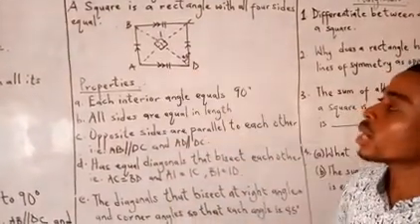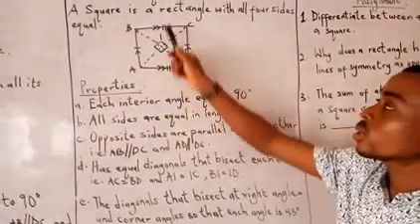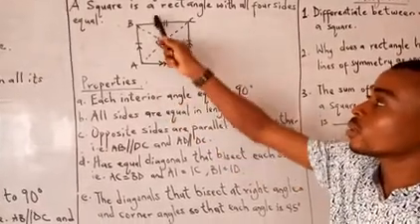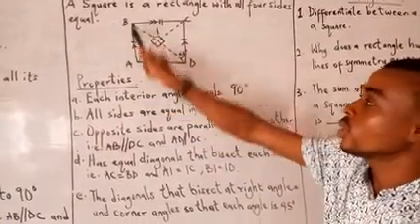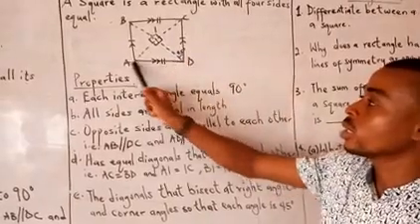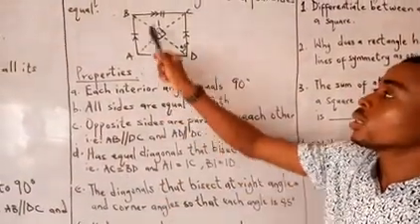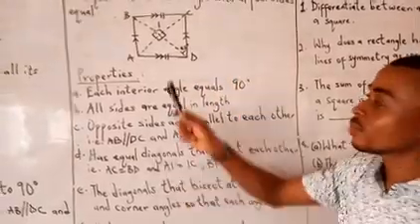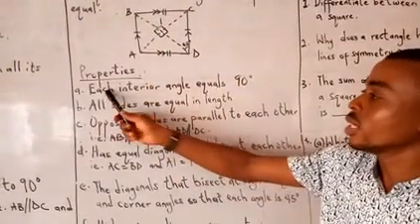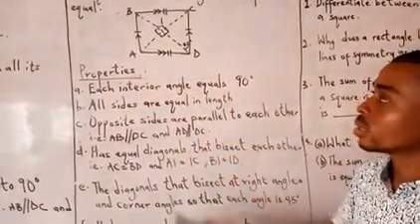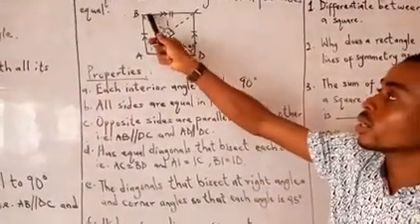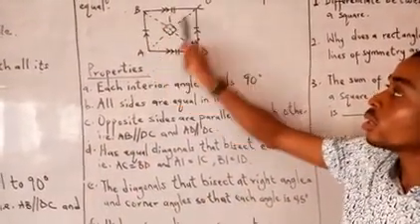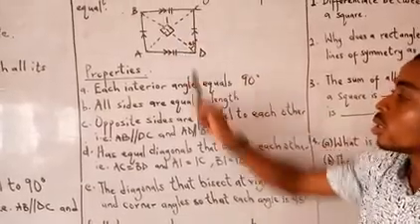And this is a typical diagram of a square. You can see that these two sides are parallel, and all these four sides are equal: side AB, side BC, side CD, and side AD. Now this mark on each of them is to show that they are parallel to each other. Properties of a square. One, each interior angle equals 90 degrees. These are the interior angles, just like we had in the rectangle: angle B, angle A, angle C, and angle D.